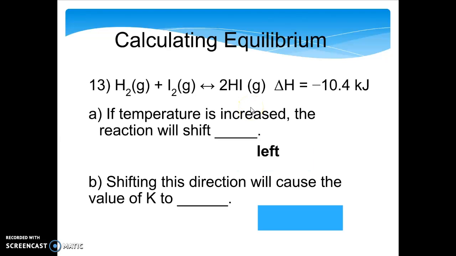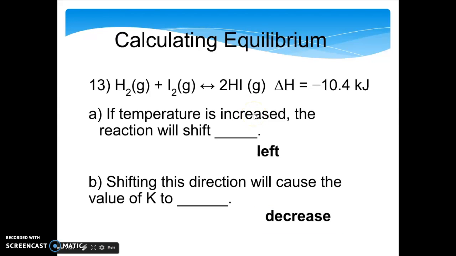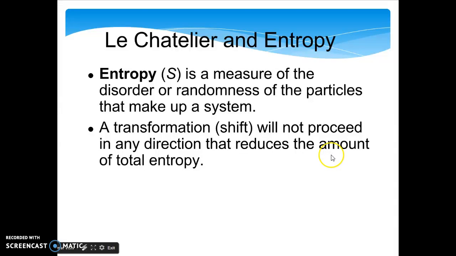Now, shifting towards the left would cause the value of K to decrease. When temperature favors the left, it favors the reverse reaction, so we know the value of K will decrease. And so in this case, the value of K had to decrease because of this left shift.